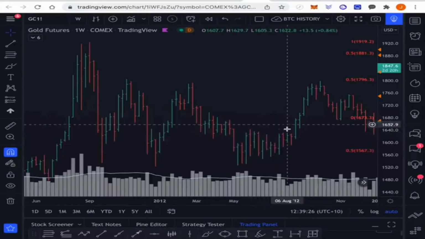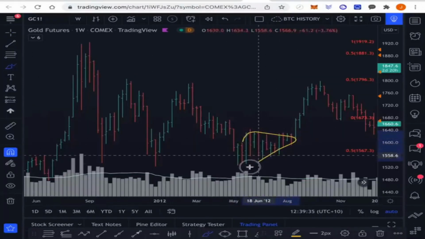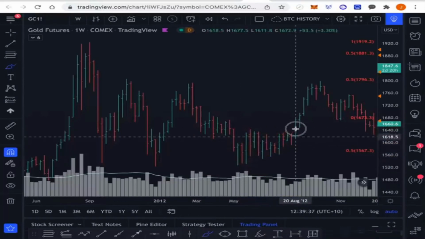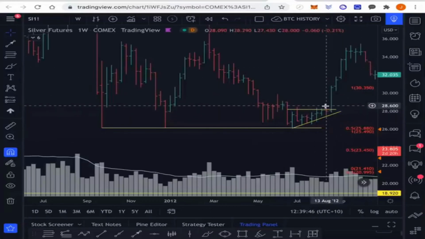But essentially, I was lucky in this case. I was trading gold at this time in August of 2012, and you can see there's a nice little pattern forming. I was looking for my triangle breakout, and I got the triangle breakout, but I saw the same pattern on silver. So I was trading on silver as well and throwing a whole lot of money at both. Fortunately, in this case, I got away with it.